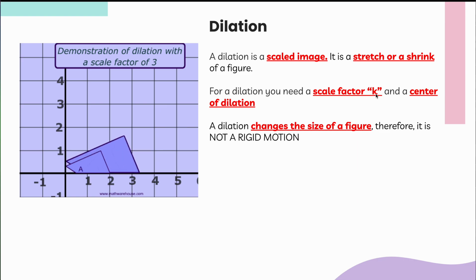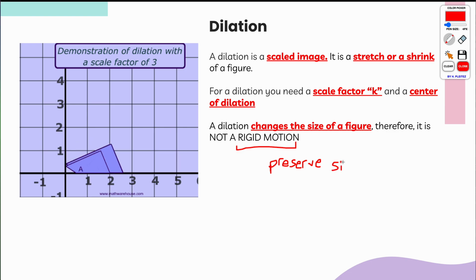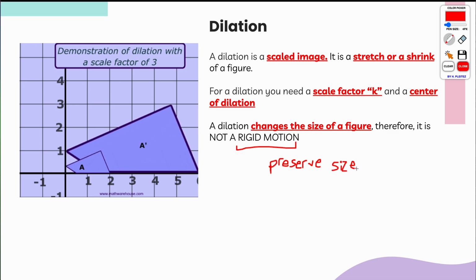Now, we always like to relate these transformations back to the question: are they rigid motions or not? Well, since a dilation is changing the size of a figure, it cannot be a rigid motion. Remember, rigid motions preserve distance, or side lengths, or size, right? And a dilation is exactly the opposite of that. You are purposely shrinking or enlarging an image, so a dilation is not a rigid motion.